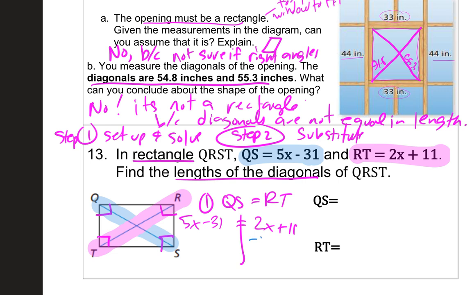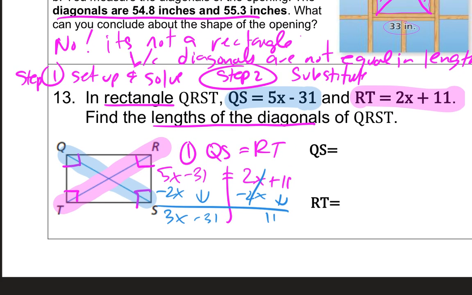We're just going to subtract 2x there so I can collect my x's on the left side. 5 minus 2 gives me 3x. Bring down the negative 31. 2x cancels, bring down the 11, right? Okay, so then you know what to do next. We're going to add 31. Add 31. All right, cancel. 3x equals 42, right? Then divide by 3. That gives us x equals 14, okay? But we're just going to circle that because that's not our answer, right?